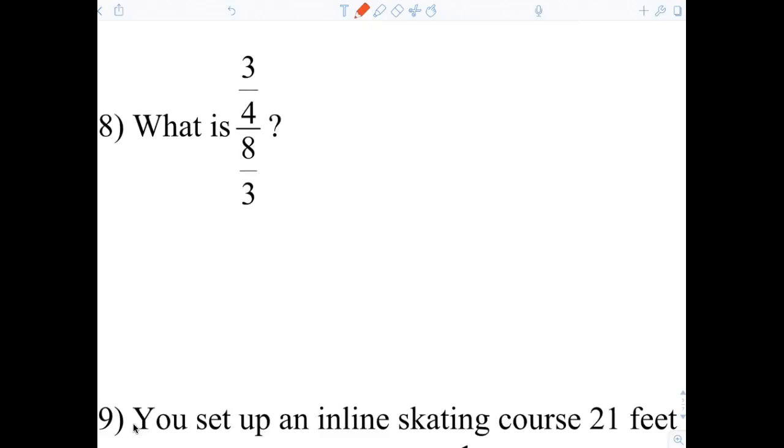What does that mean? Oh, I know. Go ahead. 3/4 divided by 8. Yes, that's called a complex fraction. That just means 3/4 divided by 8/3. Now I know you can type that in the calculator, so I'm not really concerned. All right, that's just a heads up. That's what you should be writing down.